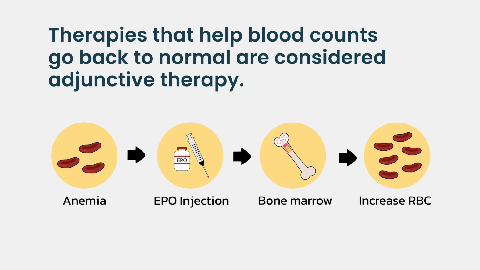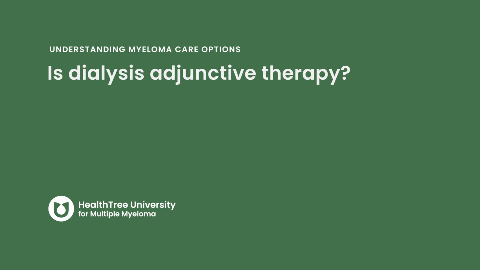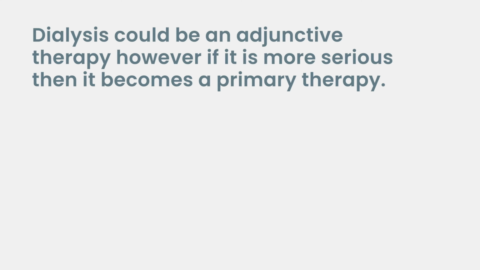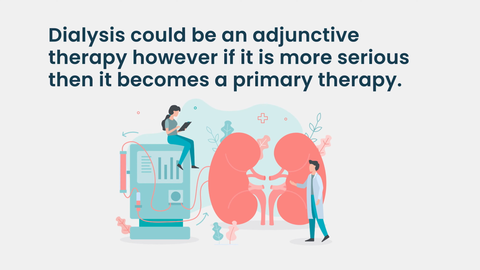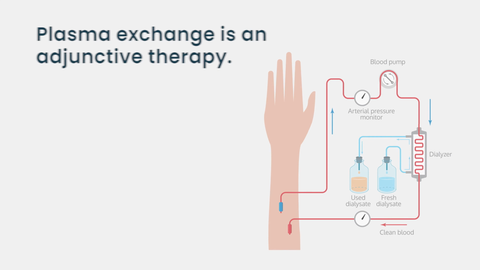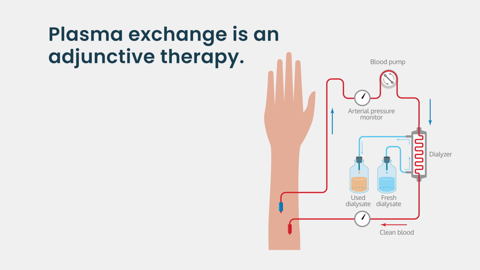Sometimes we give agents to help bring someone's hemoglobin back up if their hemoglobin has taken a drop because they're anemic from the myeloma, things like that. Is dialysis adjunctive therapy? You could call dialysis an adjunctive therapy. Certainly if somebody needs dialysis, that becomes more of a primary therapy if their kidneys have failed. Something like plasma exchange for someone who has something like hyperviscosity, where you're trying to prevent their kidneys from failing, would be more classically an adjunctive therapy. You would start them on chemotherapy, but you would also try to extract all of the myeloma in their blood out of their blood as quickly as possible before it causes significant damage.